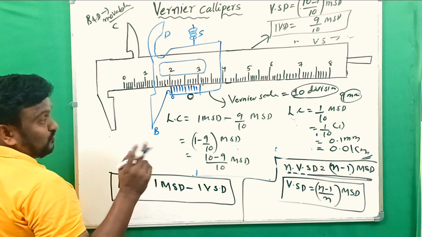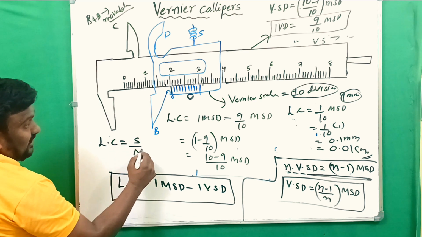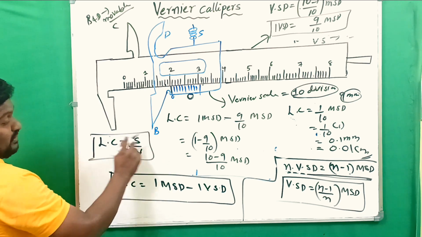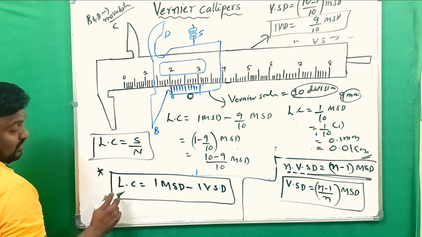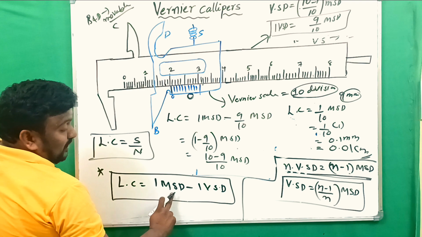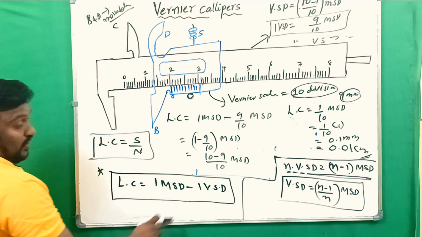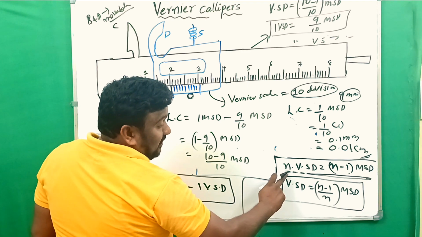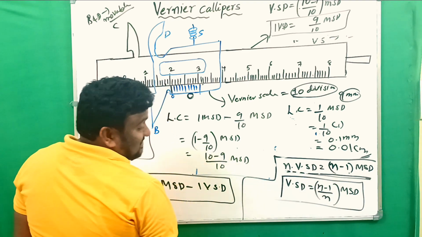So you have to remember the two formulas. First one is LC is equal to S by N. What is S? 1 main scale division. What is N? Number of vernier scale divisions. And the second formula is LC is equal to 1 MSD minus 1 VSD. And to find the VSD value, you have to remember N VSD is equal to N minus 1 MSD.